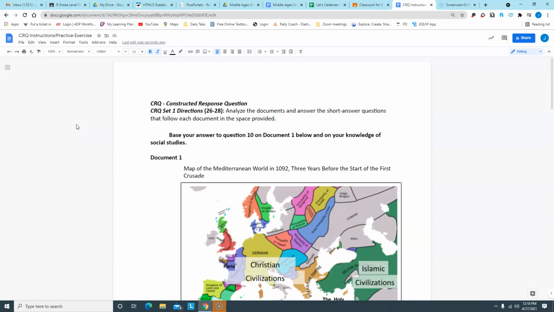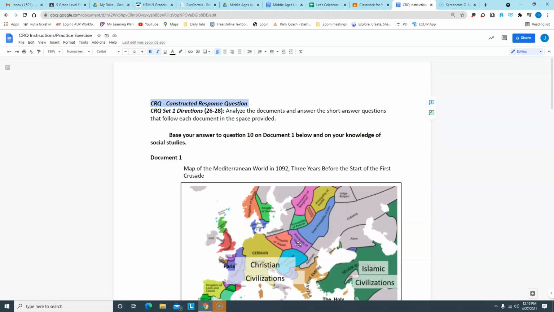So throughout the rest of this course and next year when you take Global 2 in 10th grade, you're going to continue to practice these CRQ responses. CRQ is short for Constructed Response Question. With these, it's always a set of 3 different questions, usually with 2 kinds of documents. You'll see here our first document is a map.